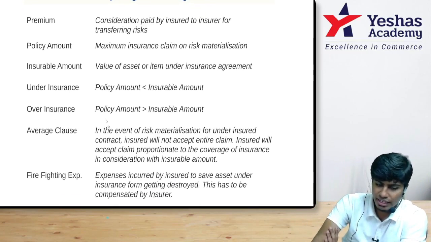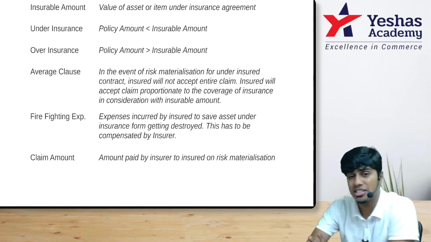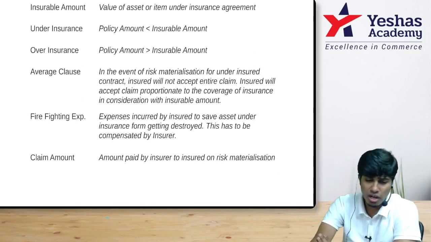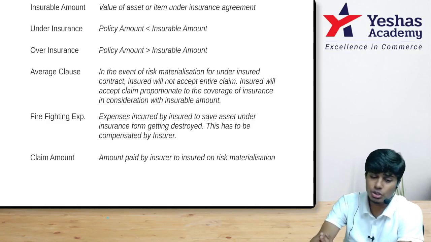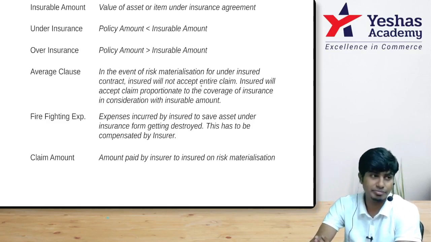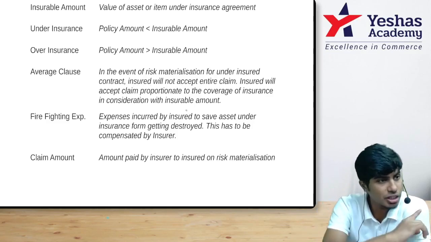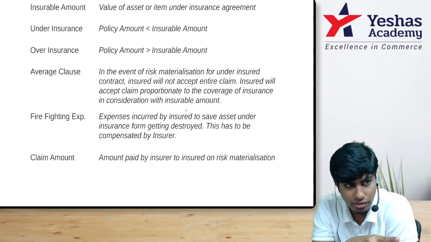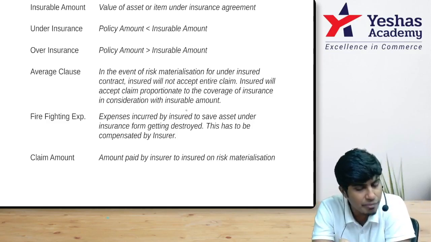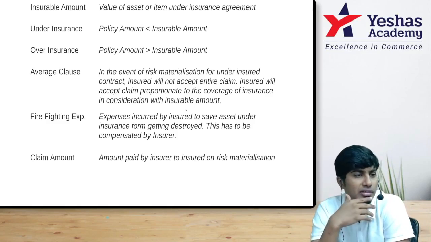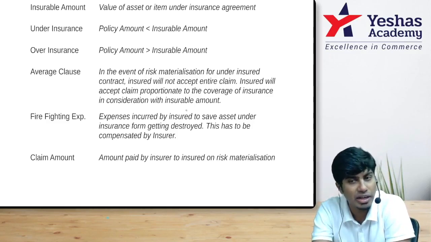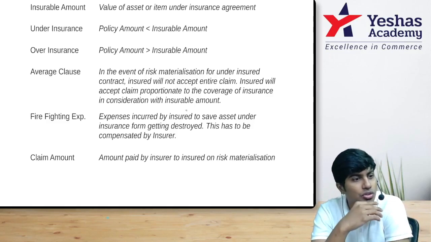Read this. In the event of risk materialization, meaning goods catching fire, for an underinsured contract, the insured will not accept the entire claim. Do you want me to repeat? Stock in the godown is 1,20,000. We should take a policy for 1,20,000. We've taken a policy only for 1 lakh. Let us say 1 lakh worth of goods got destroyed.